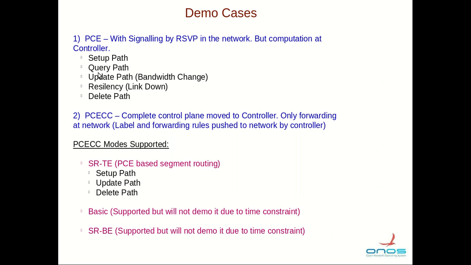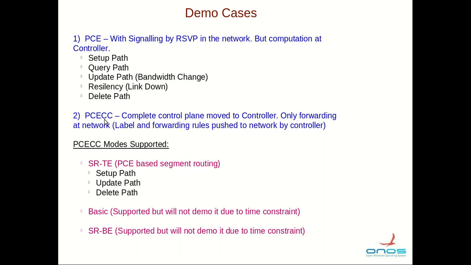For the PCE case, we'll cover setting up the path, querying the path, and updating the path. For example, we'll choose bandwidth change as one of the constraints, changing the bandwidth for the existing path which you already set up. As part of resiliency, we'll bring a link down and see how the network and the controller react, recompute the path and set up the network again. We'll see the delete case as well.